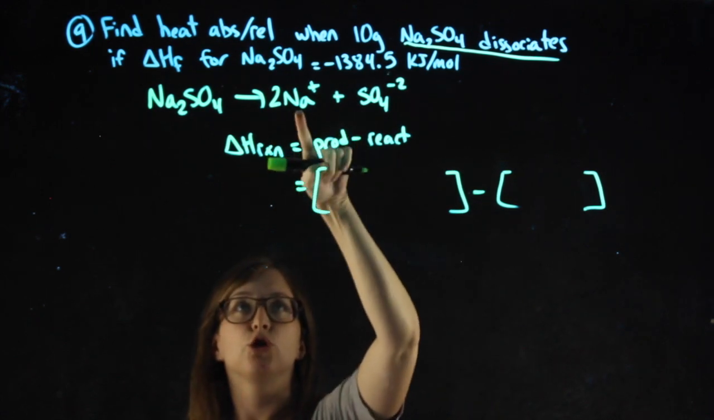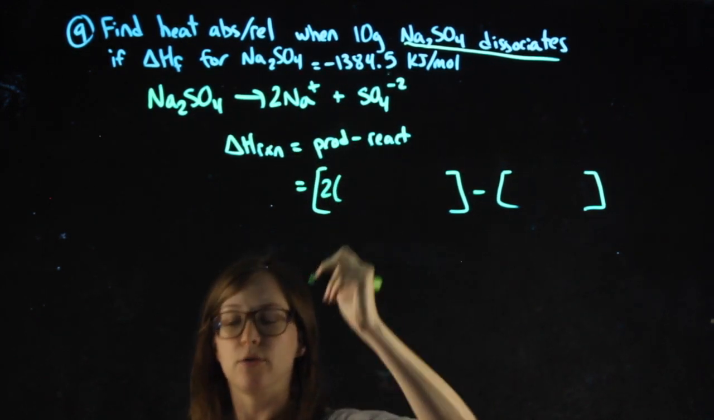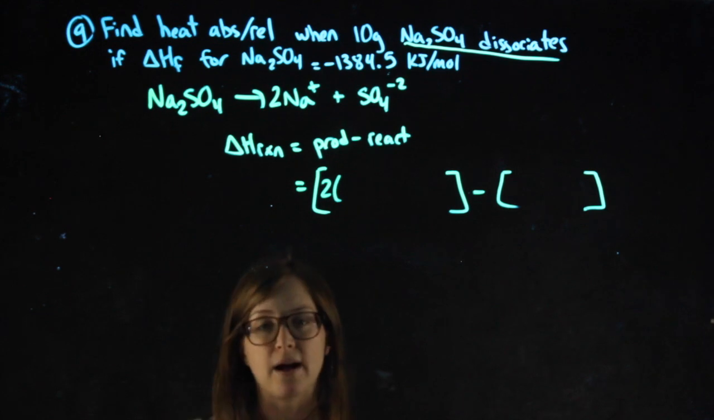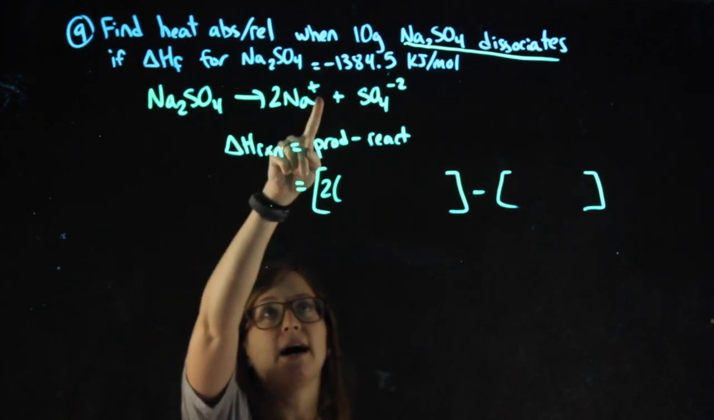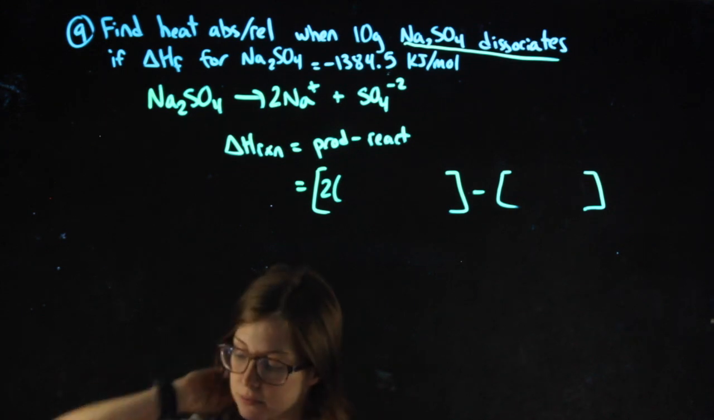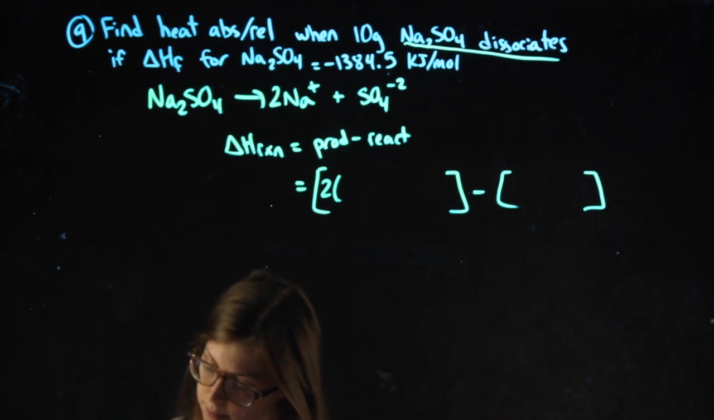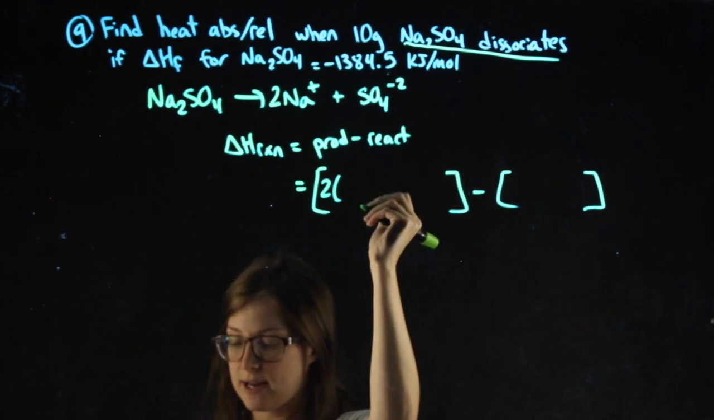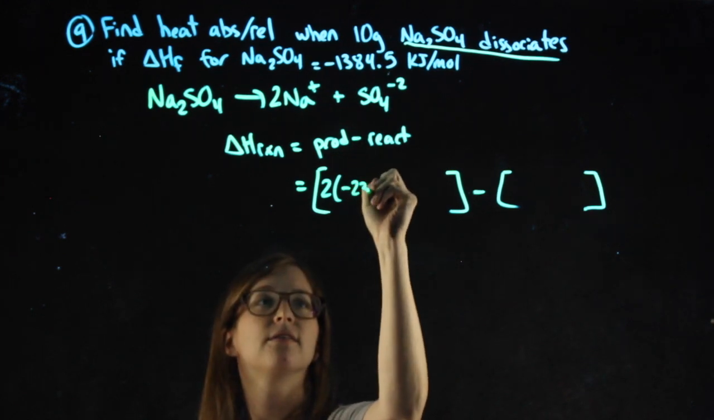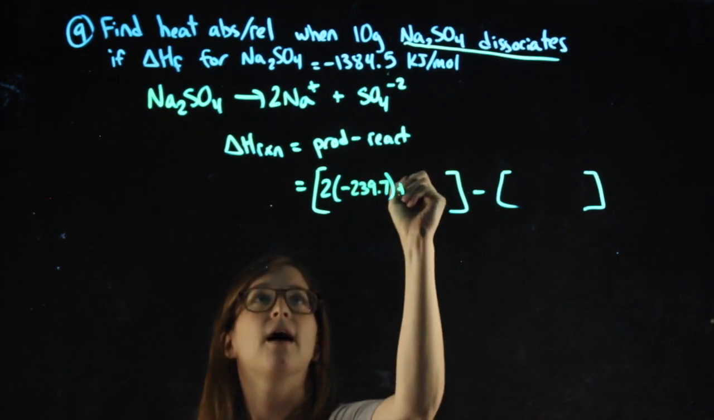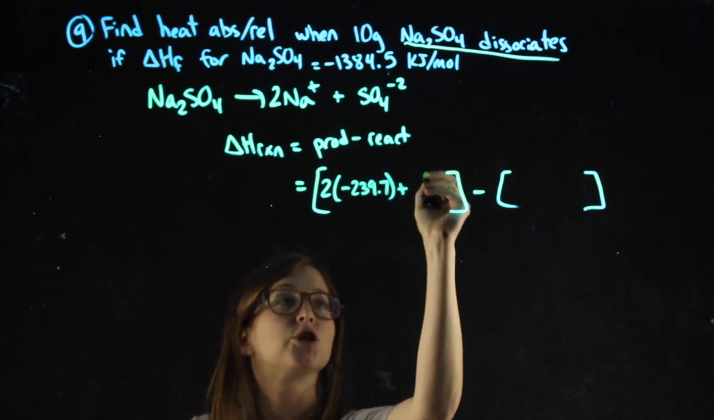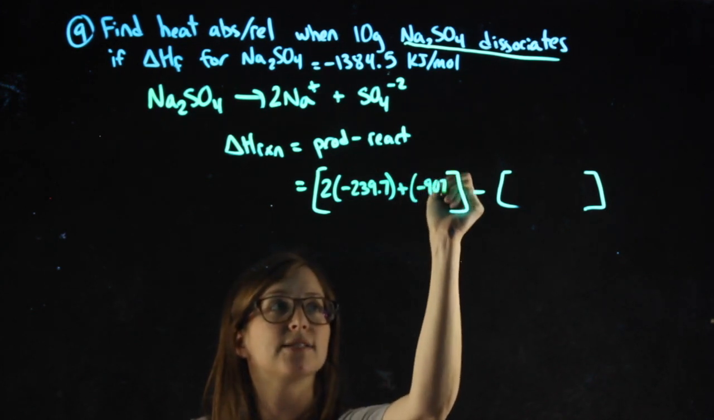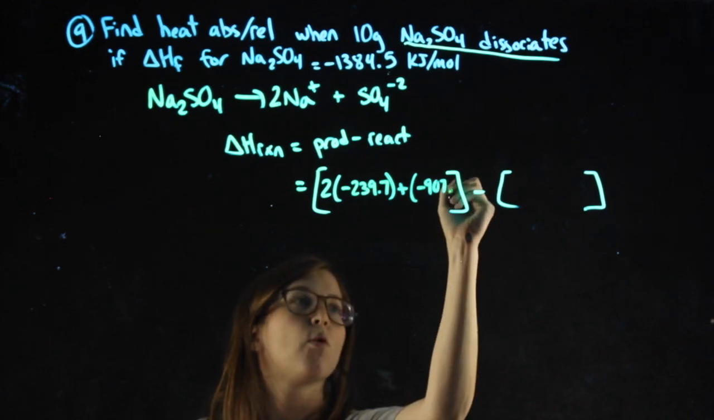These are my products, 2 times the sodium ion value. Ions are on the back. Pure elements, if they didn't have a charge, would be 0, but an ion makes it not a pure element. Sodium, Na+, has a value of -239.7. And then I have 1 sulfate, whose value on the chart is -907.5.